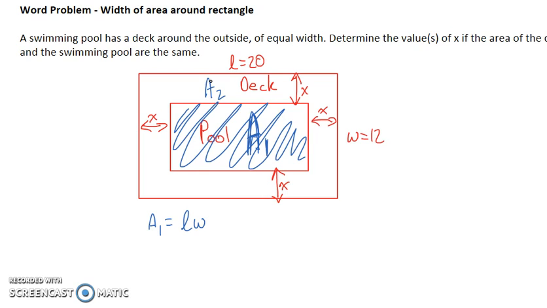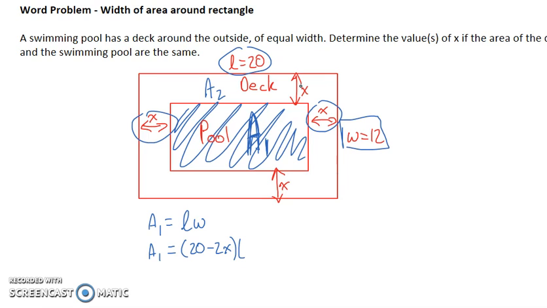Well, it's the length defined in terms of the L that we're given, but also subtracting the x values that we're given. So we need to subtract them. So the length in this case for area 1 is equal to 20 minus x on the left side minus the x on the right side, so 2x. The width of that pool is going to be that 12 that we have, but we need to subtract the x on the top and the x on the bottom. So that can be written in terms of 12 minus 2x. Again, 2x is there.